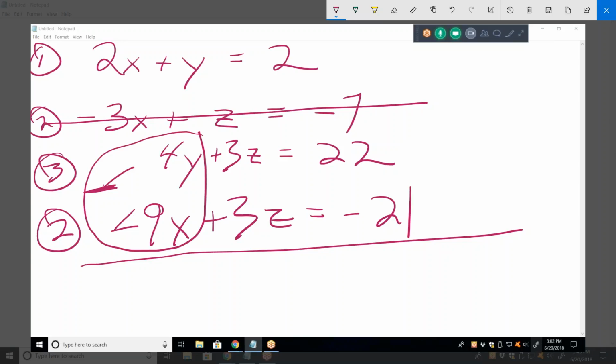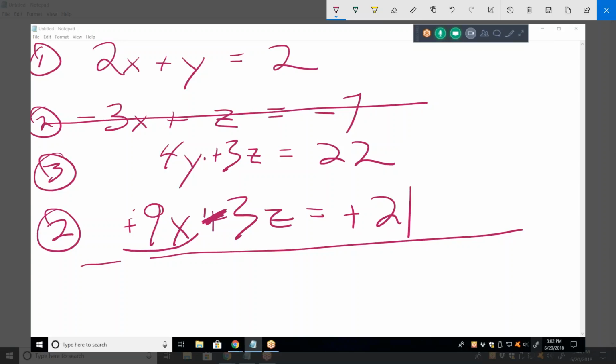Okay, I see that. That's why it's better to always set them up as addition problems. So let's go back and do that. What is that in front of the 9x? So I want to multiply by minus 3, right? So that's plus 9x minus 3z plus 21.